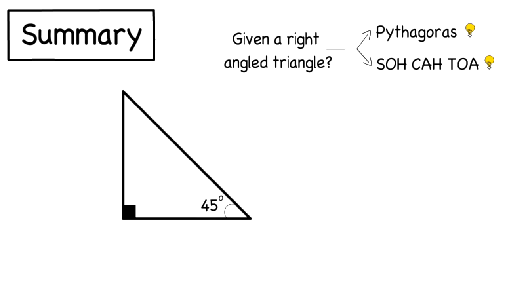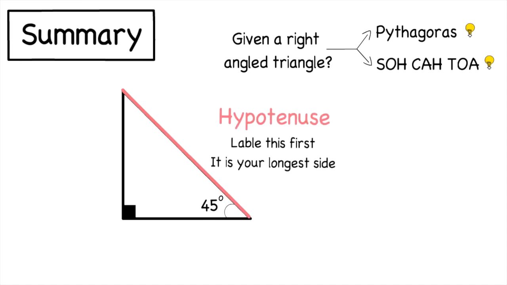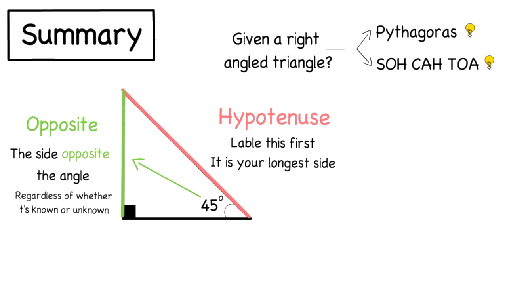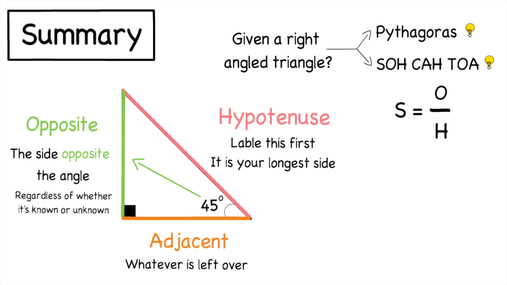To label a triangle, always label your longest side first. This is your hypotenuse. The second side you should label is your opposite. This is whatever is on the opposite of the angle you have either been given or given to find. The remaining side should be labelled as your adjacent. Lastly, SOHCAHTOA is a word used to remember three separate equations. The first letter is the subject, the middle letter goes on top, and this is divided by the third letter.